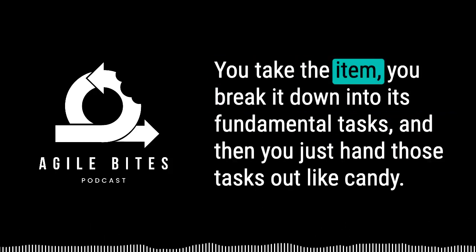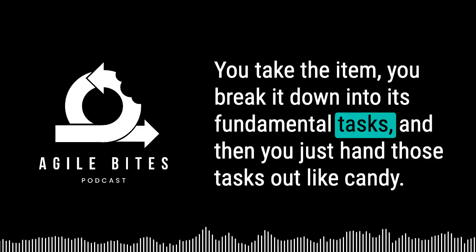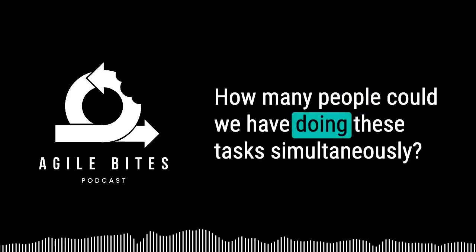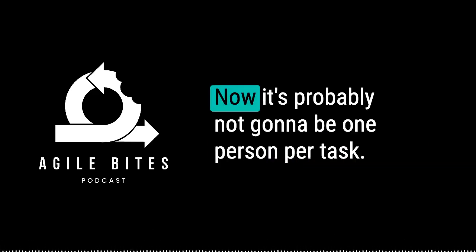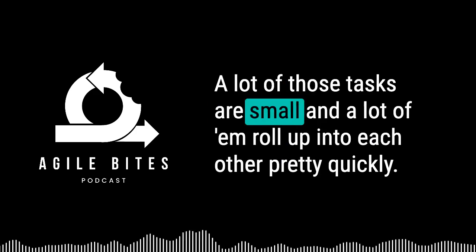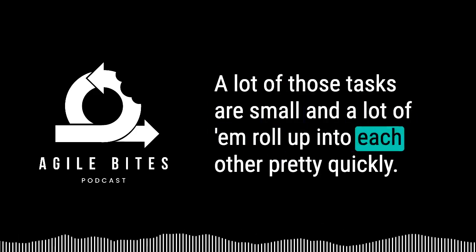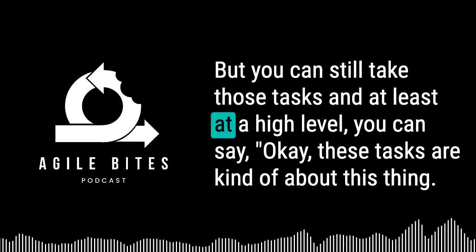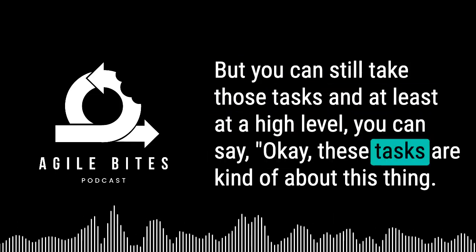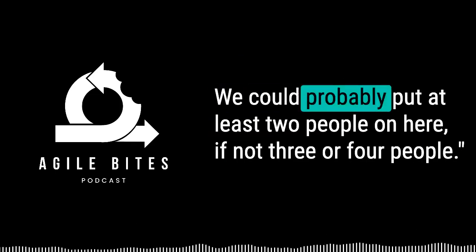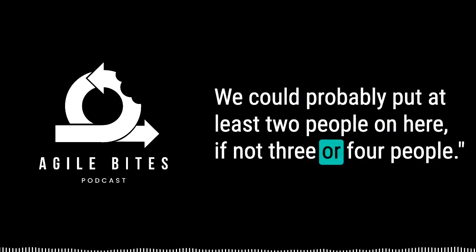So that's really all you do. You take the item, you break it down into its fundamental tasks, and then you just hand those tasks out like candy. How many people could we have doing these tasks simultaneously? Now, it's probably not going to be one person per task. A lot of those tasks are small, and a lot of them roll up into each other pretty quickly. But you can still take those tasks, and at least at a high level, you can say, okay, these tasks are kind of about this thing. These tasks are about this other thing. Yeah, we could probably put at least 2 people on here, if not 3 or 4 people.